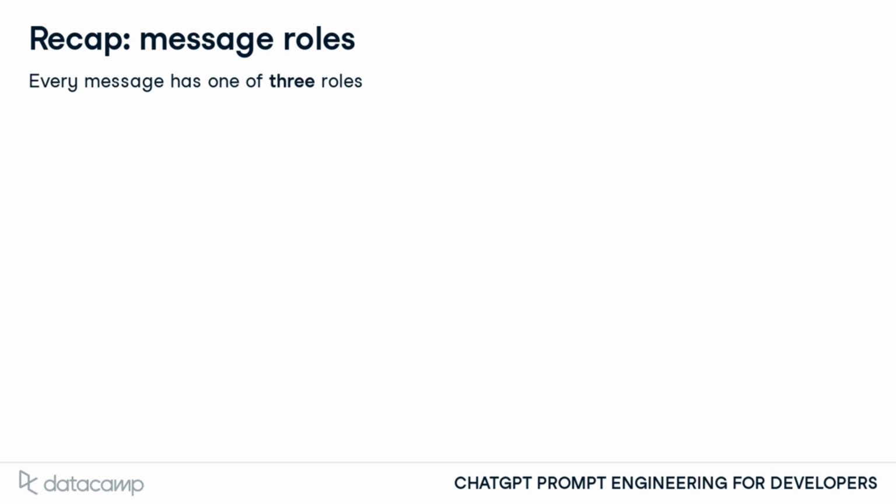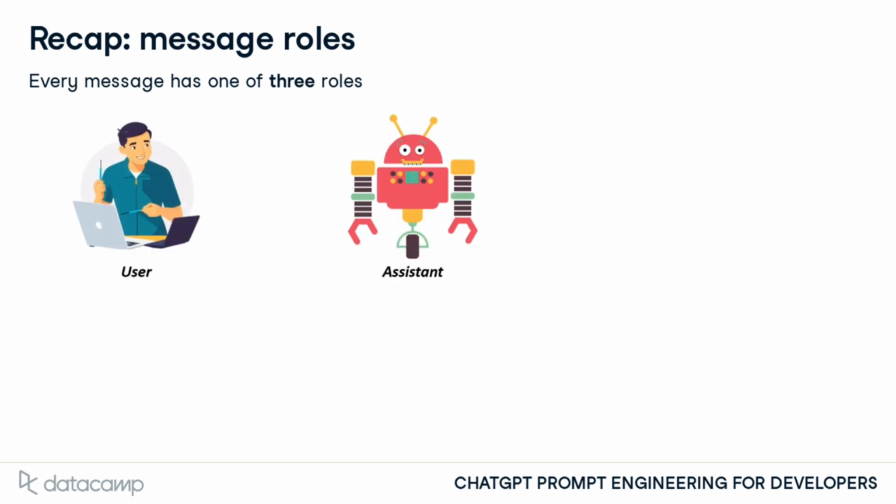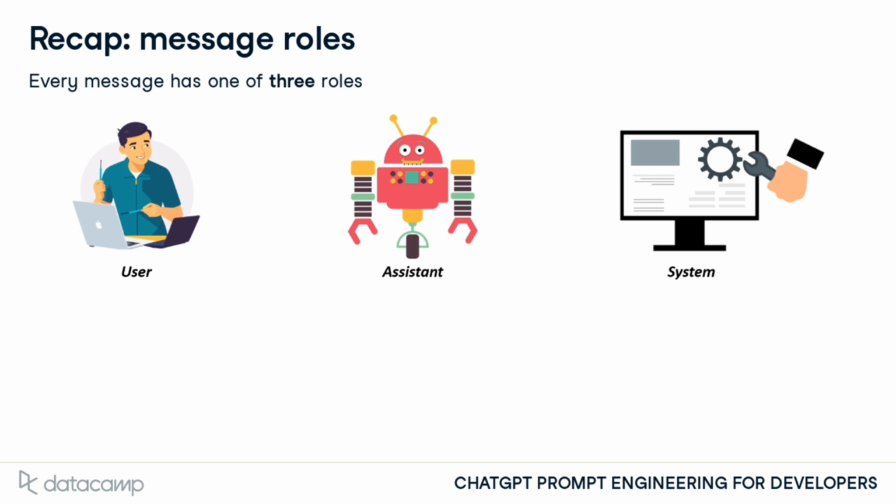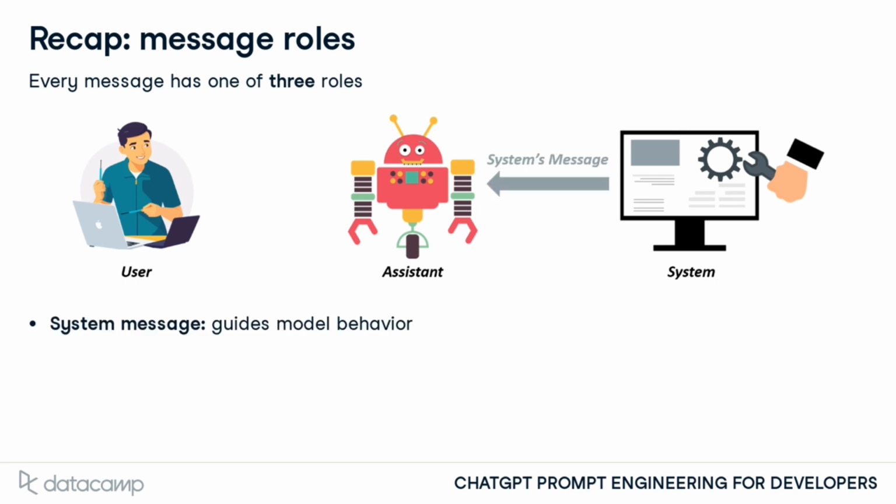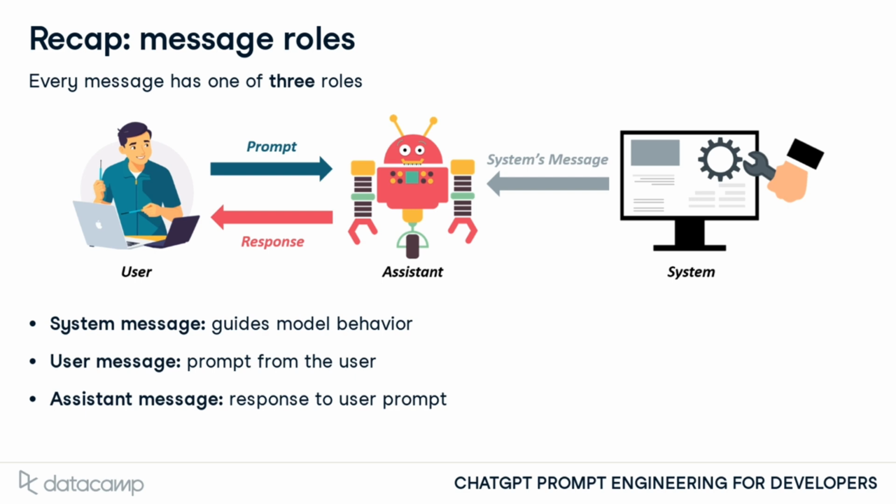Every API message has one of the three roles: user, assistant, or system. System messages provide instructions to guide the model's behavior throughout a conversation. User messages are prompts from the user, and assistant messages are the responses to user prompts.